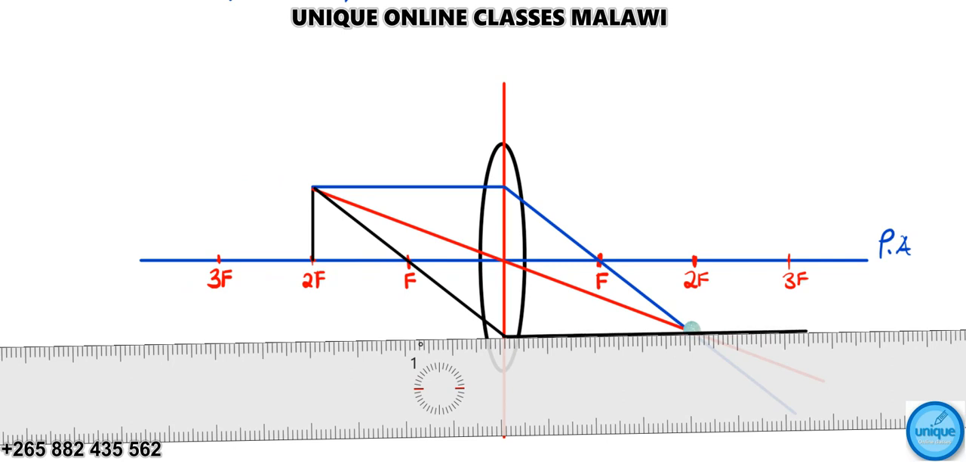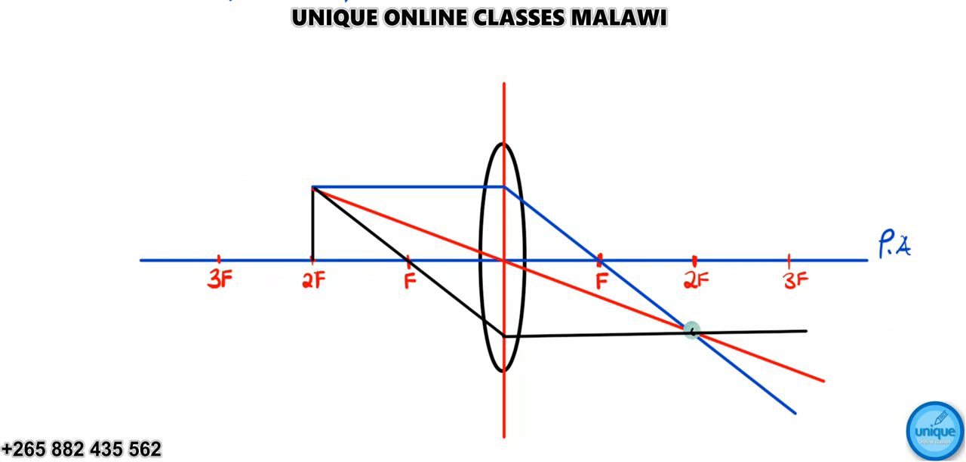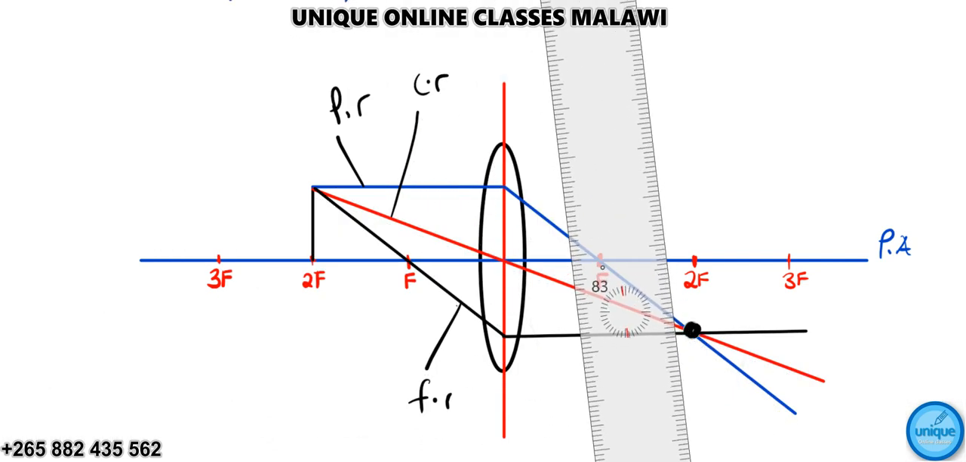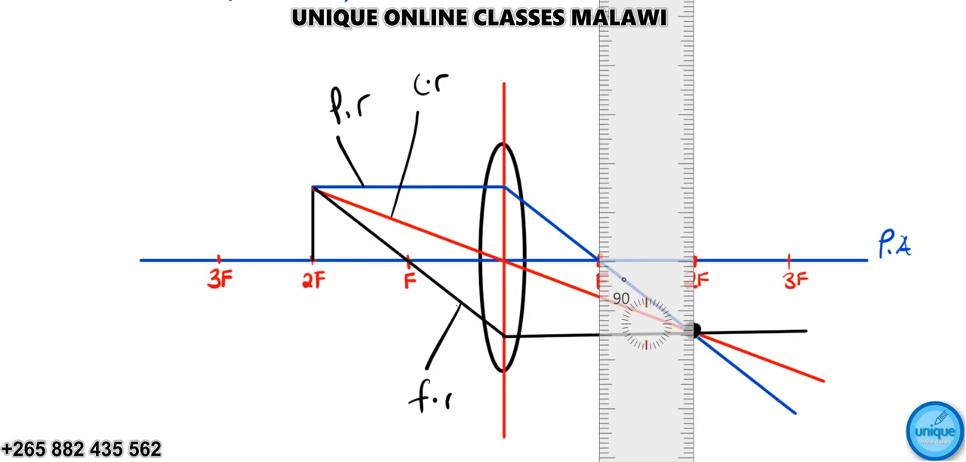So that's my point. Here where there is an object, I mean image. So this one is the principal ray. The red line is the central ray, whereas this one is the focal ray. Right? An image has been formed at 2f, and if you measure the height of our image, you can see it is equal to the height of our object.